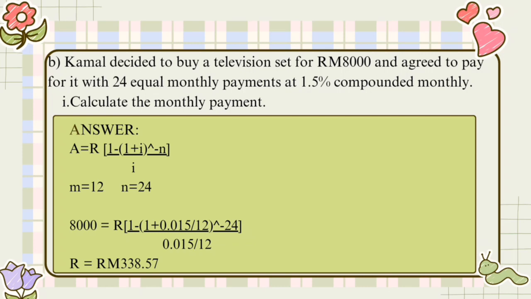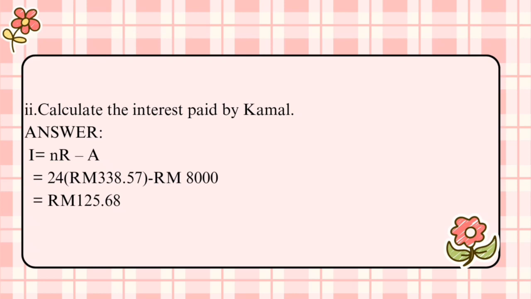Let's take a look at question 4b. Kamal decided to buy a television set for RM8,000 and agreed to pay for it with 24 equal monthly payments at 1.5% compounded monthly. The question is, calculate the monthly payment. To answer this question, we have to use the present value formula, which is A = R[1 - (1 + i)^-n] / i. We know that m is 12 and n is 24, so we just have to fill the information into the formula. So 8,000 = R[1 - (1 + 0.015/12)^-24] / (0.015/12). The answer is RM338.57.